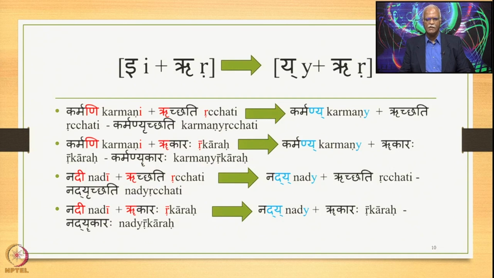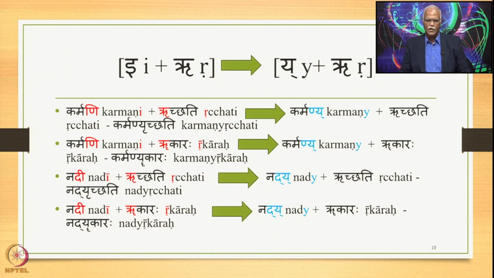Then we have an example of E plus Ru and 6177 applying and generating the output Ya plus Ru. So we have Karmani plus Richati, Richa means to go, Karmani plus Richati, and 6177 applies and substitutes Ya in place of E. So we get Karmanya Richati and Karmanyarichati.